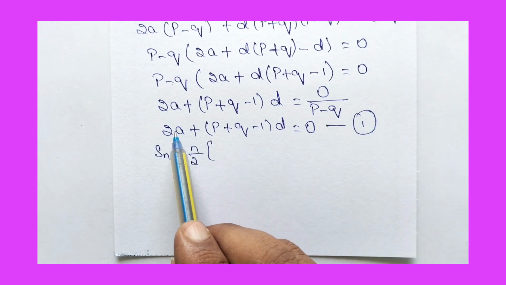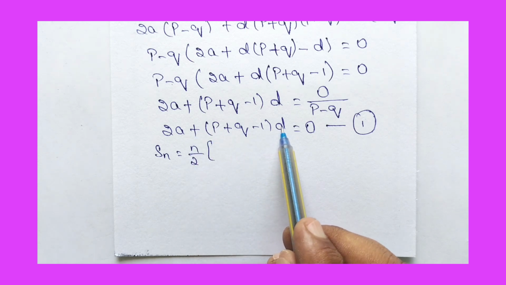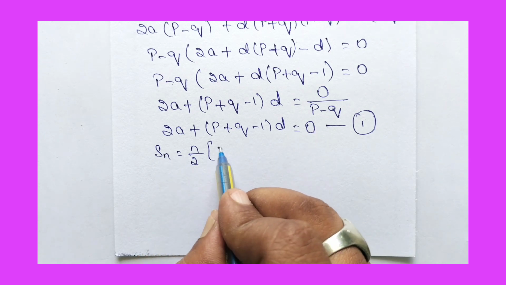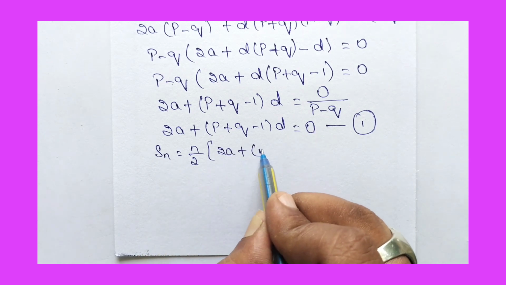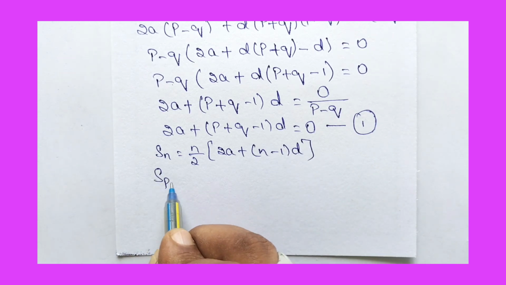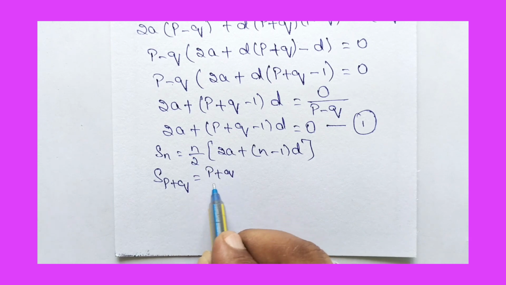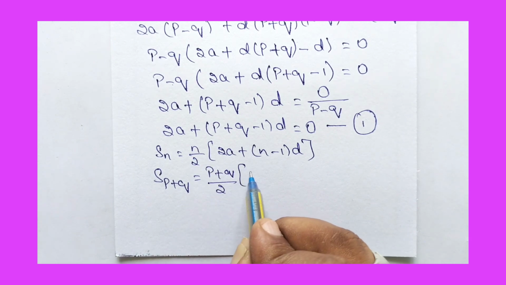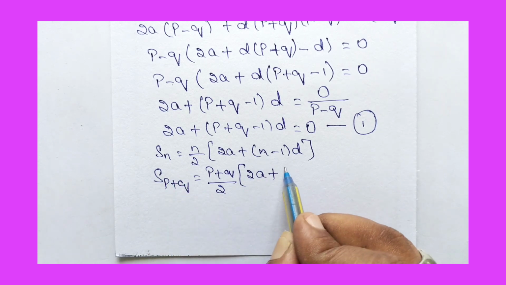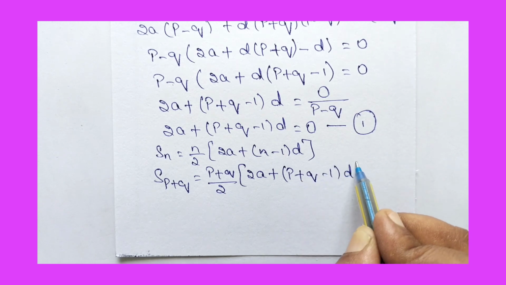ಅಂದರೆ ಎಲ್ಲಿ 2a plus p plus q minus 1 into d ಬರುತ್ತೋ ಅಲ್ಲಿ ಝೀರೋನ ಸಬ್ಸ್ಟಿಟ್ಯೂಟ್ ಮಾಡ್ಕೋಬೇಕು. ಸೊ S_n is equal to n by 2 into 2a plus n minus 1 into d. S_n ಅಂದರೆ p plus q is equal to n ಅಂದರೆ p plus q divided by 2 into 2a plus n. n ಜಾಗದಲ್ಲಿ you have to substitute p plus q minus 1 into d.